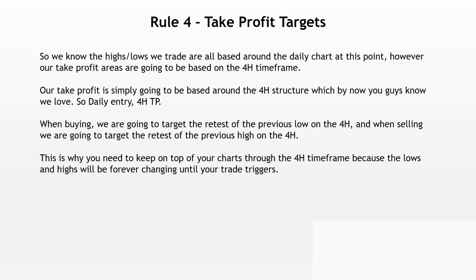Easy as that. So when we are buying, we are just going to target the retest of the previous low on the 4-hour. I'm going to show some examples, but if you can imagine price is in a downtrend on the 4-hour, if we buy, for example, where my mouse is, we are expecting that it may retest the previous low on the 4-hour and continue in that trend. So that is what we are going to use as the take profit.